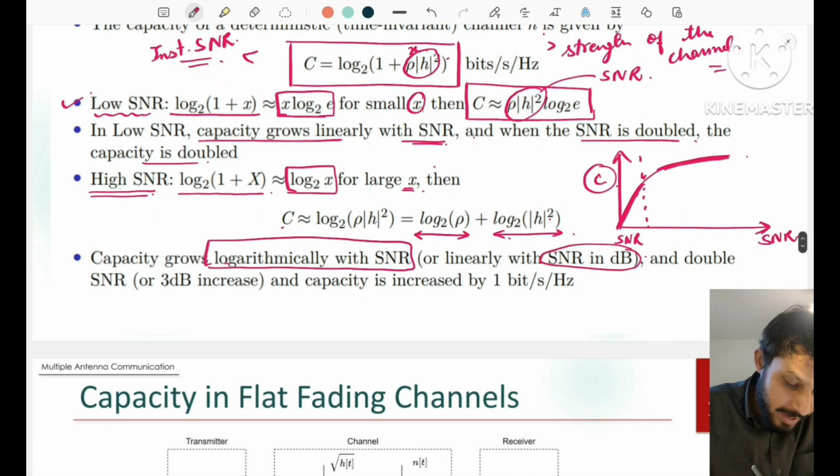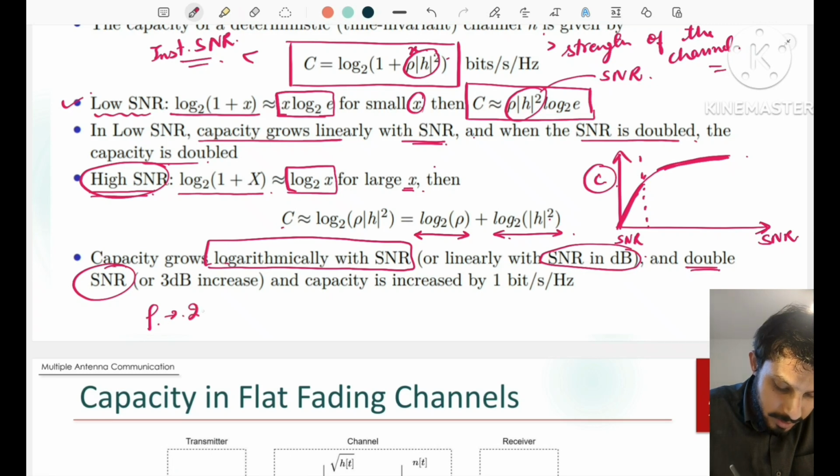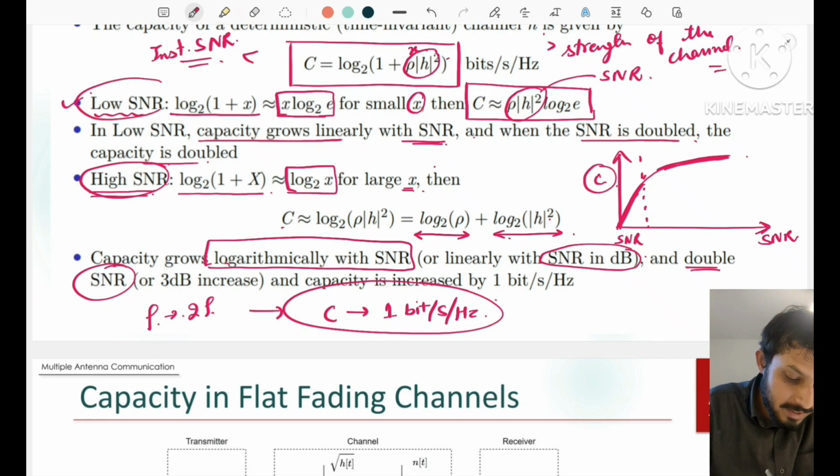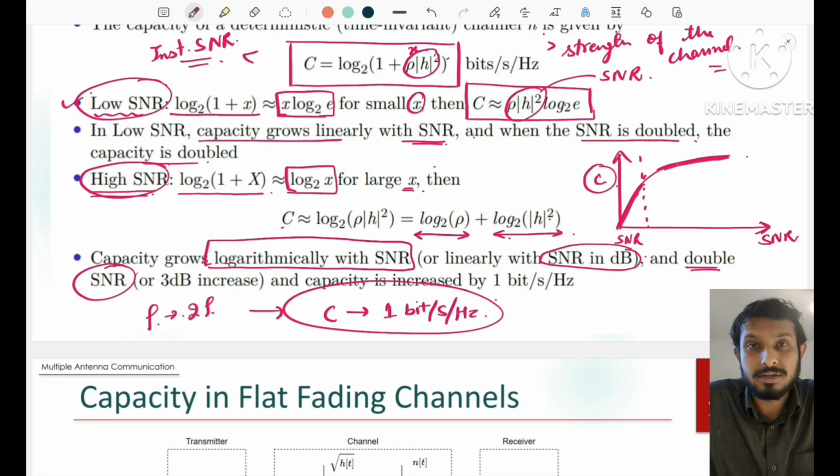So in case of high SNR, when we double the SNR value, when we double rho to be 2 rho, what we observe is that the capacity is only increased by 1 bit per second per hertz. Whereas on the other hand, in case of low SNR region, the capacity was doubling with respect to the SNR.